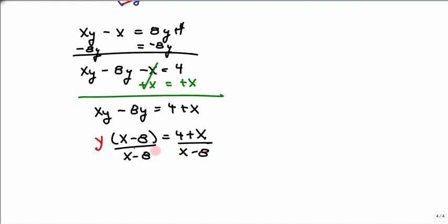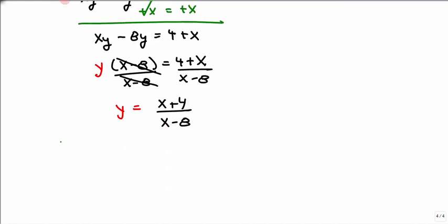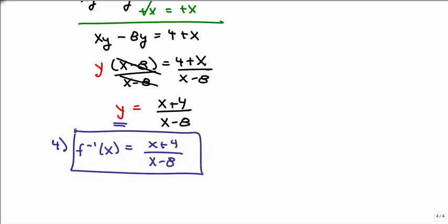So these are pretty long problems. I end up with y equal 4 plus x, or x plus 4, doesn't matter since I'm adding, over x minus 8. Last step, we go ahead and replace our value of y with f inverse of x. And that's my answer. So we can go ahead and actually graph these and see what happens. Now we have to be very, very careful that we're putting parentheses around the numerator and denominator.